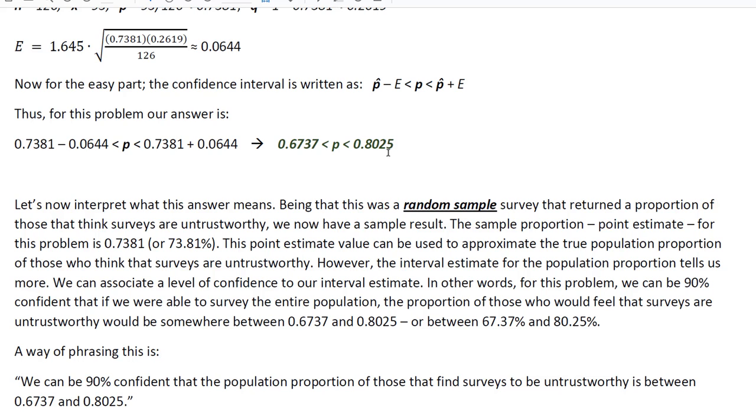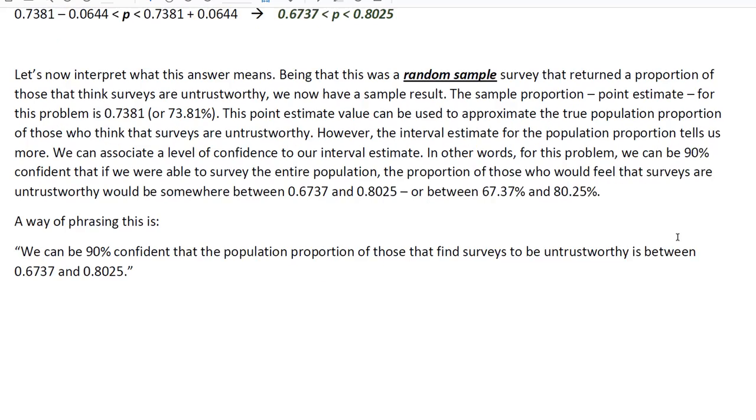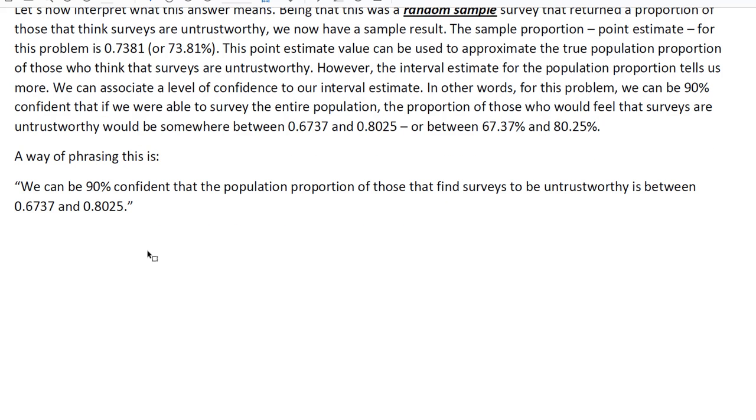0.6737 and 0.8025. So how would we state that answer? How we would state it is like this. We can be 90% confident that the population proportion of those that find surveys to be untrustworthy is between 0.6737 and 0.8025.